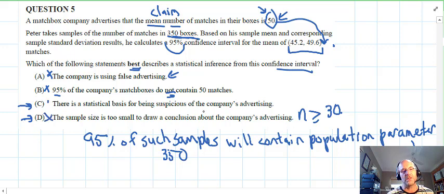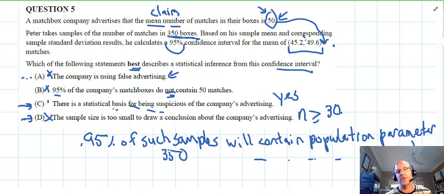There's a statistical basis for being suspicious. Yes, there is, because it's a little bit like A, but A is not right. We cannot come to that conclusion necessarily, but there is a basis for being suspicious because 95% of such samples we would expect to contain the population parameter. If we do bunches of 350 boxes, we would expect their claim to be sitting in there. It's not a guarantee that it's a false claim, but we are suspicious, and maybe more quality assurance or more investigation needs to occur.